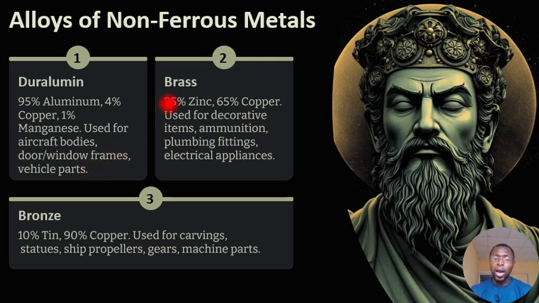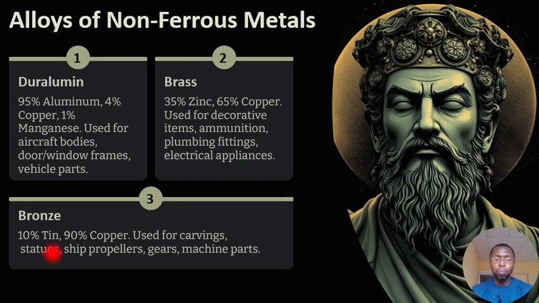Another alloy that we have is known as the brass. The brass is a combination of 35% of zinc, 65% of copper. So the combination of these materials in their respective proportion make up brass. And so we use brass for decorative items. We use it in ammunition. We also use it in our plumbing fittings as well as in electrical appliances.